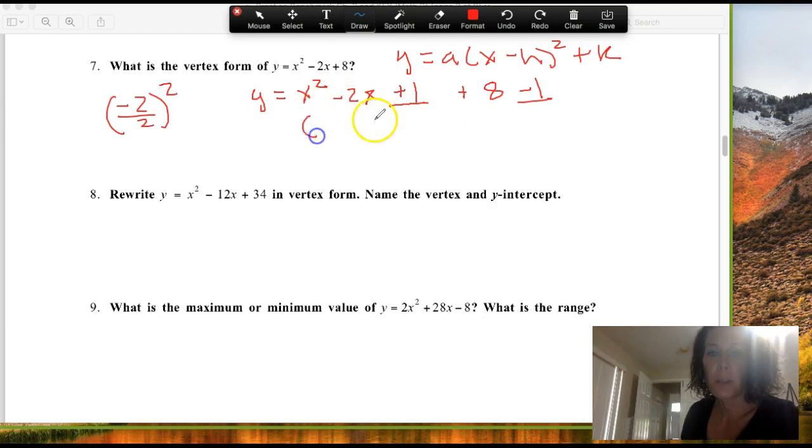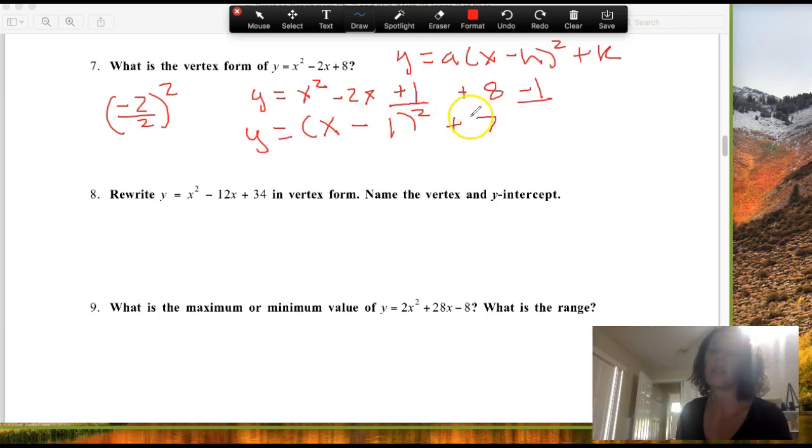Now this term is a perfect square. It's going to be x minus, if that's a minus, this is a minus. And then you just divide that by 2. It's x minus 1 squared. Okay, and you can FOIL this out and make sure you get x squared minus 2x plus 1. But it's always this divided by 2. That's what goes here. Okay, and then we're going to add 8 minus 1, which is 7. So now I have y equals x minus 1 squared plus 7. And now I'm in vertex form, and my vertex is 1, comma, 7.